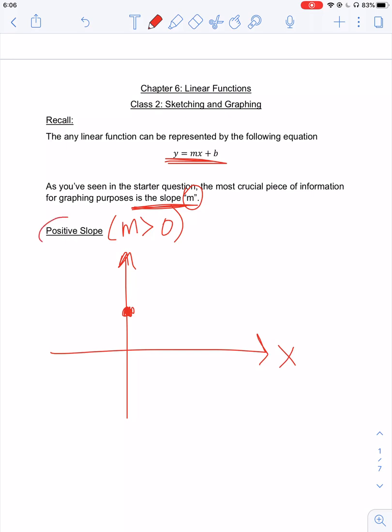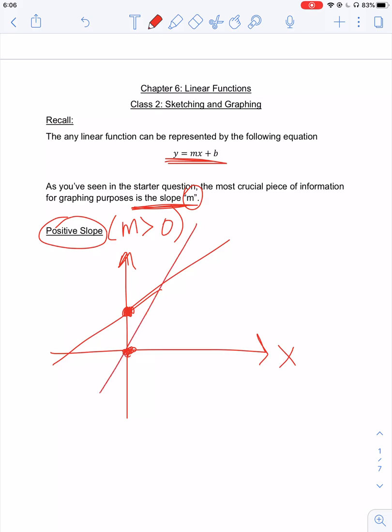But because your slope is positive, your linear function can either do two things. You start from here and it can either go up, or it could go down. But when your slope is positive, your function rises. If your slope is positive, this is what your function will look like. It doesn't matter what your b value is. Your b value could be 0, and your function will still rise.